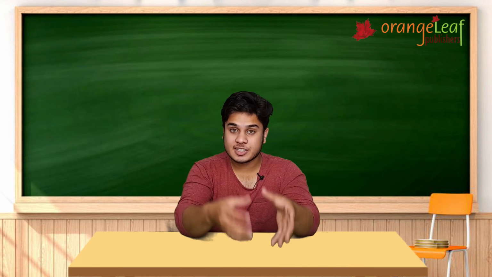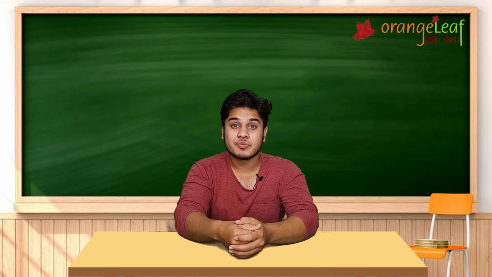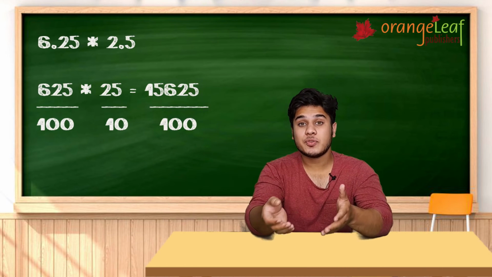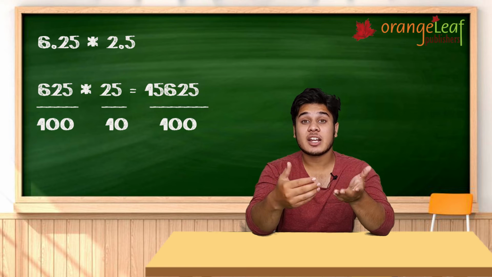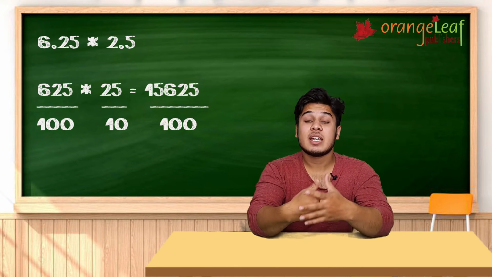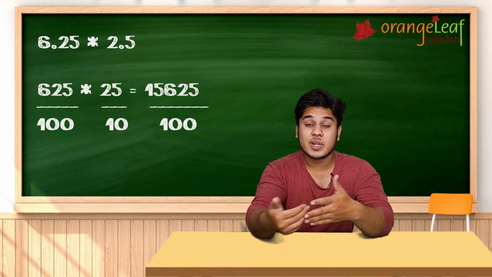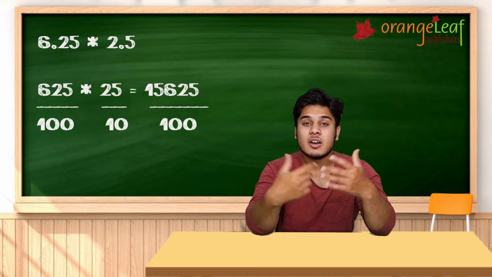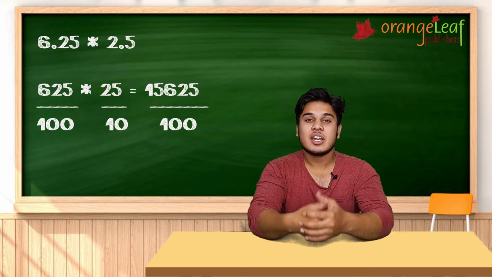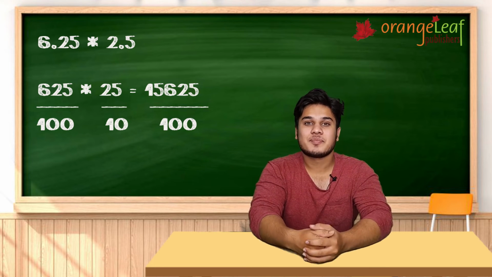There is also another method to solve this problem. We can convert the decimal form into the fractional form. For example, 6.25 becomes 625 divided by 100 and 2.5 becomes 25 divided by 10. On multiplying these two fractions, we get the same answer.